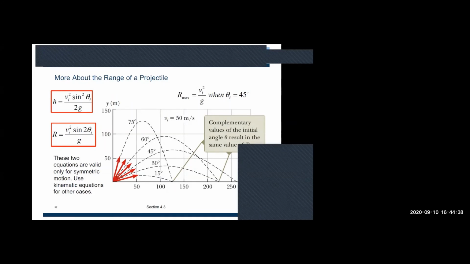First, let's take a look at the equation for h, vi squared sine squared theta i over 2g. What would be the condition for reaching a maximum height?